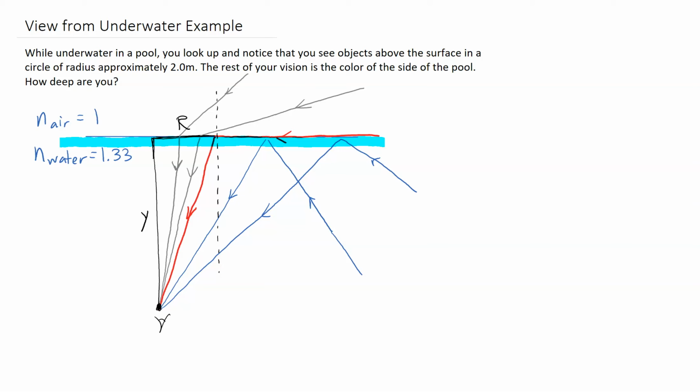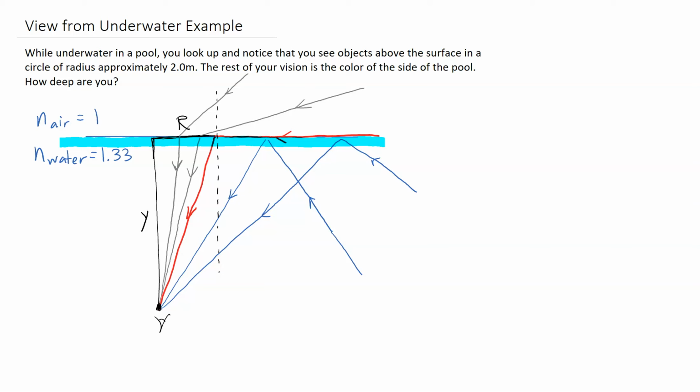Let's do a problem involving total internal reflection. This is a problem called View from Underwater. While swimming underwater in a pool, you look up and notice that you see objects above the surface in a circle of radius approximately 2 meters, and the rest of your vision is the color of the side of the pool. The question is, how deep are you?